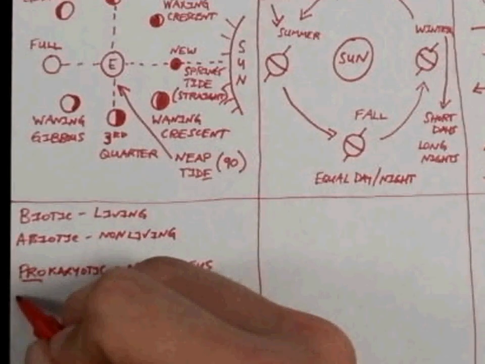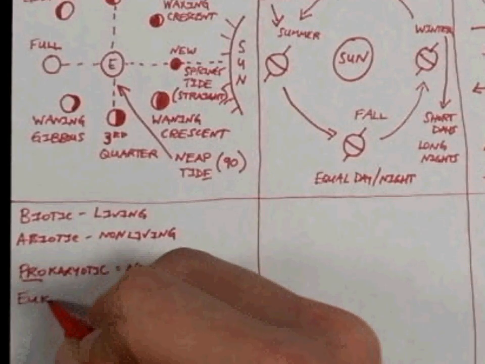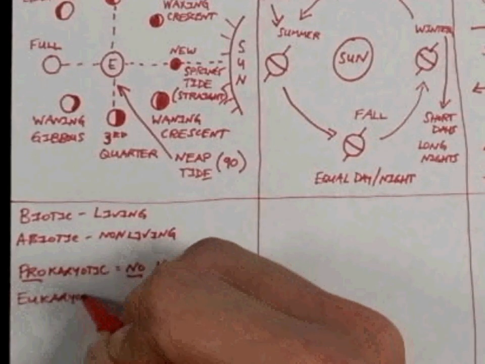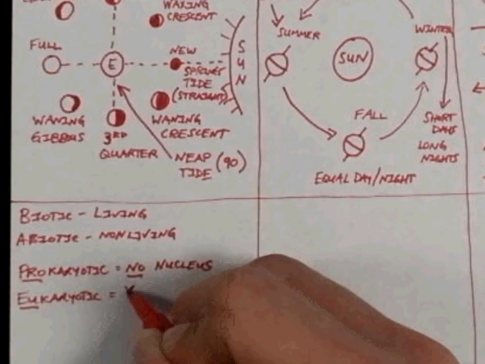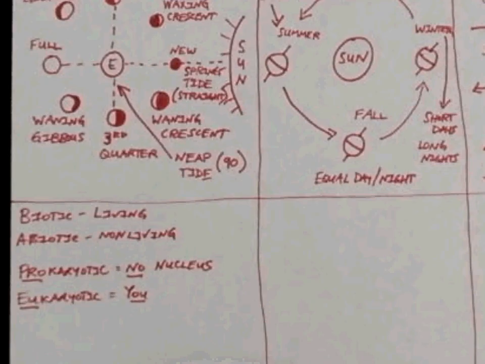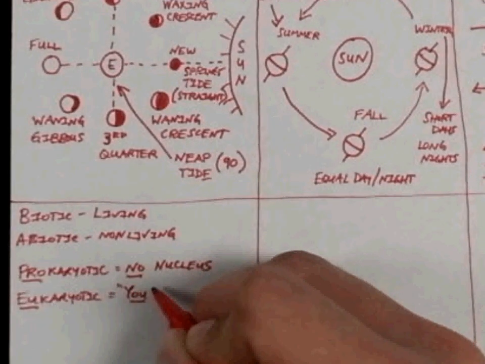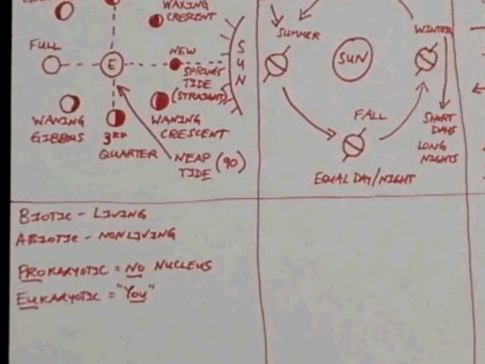And then eukaryotic, EU, the way I remember it, is you. Okay? We are humans, eukaryotic. Anything you can see without the aid of a microscope is generally a eukaryotic cell. These are much more advanced cells than prokaryotic cells.